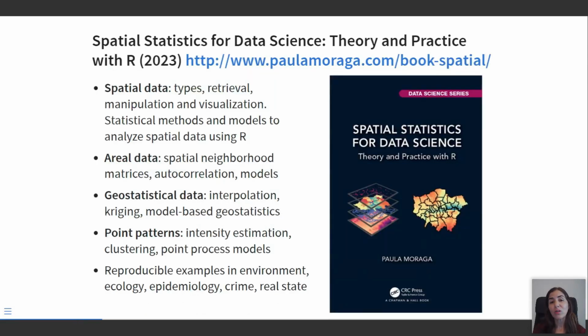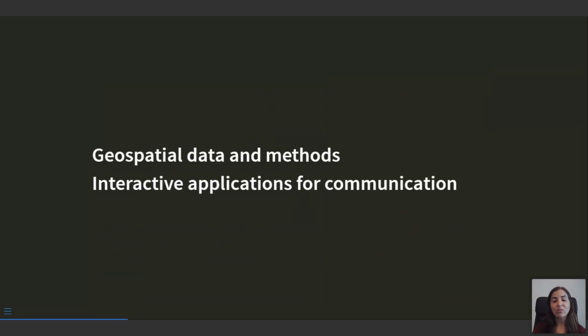My second book was published last year, Spatial Statistics for Data Science: Theory and Practice with R, and it covers spatial data types, retrieval, manipulation, and visualization, and a number of statistical methods and models to analyze areal data, geostatistical data, and point patterns. Today, I'm going to give a short overview of geospatial data and methods, and then I will talk in more detail about my work on interactive applications for communication.